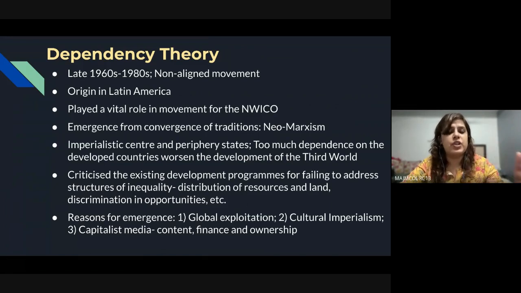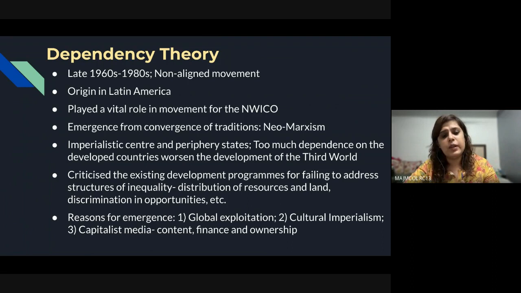Now, the name might suggest that underdeveloped and developing countries were dependent on the Western countries. However, it is not the same concept. This came about in Latin America, which is also an underdeveloped or developing set of nations, and it played a vital role in bringing about the new world information communication order. Now it emerged because of the dominant paradigm of development, in reflection to what was being considered as a model of development, which is top to down.